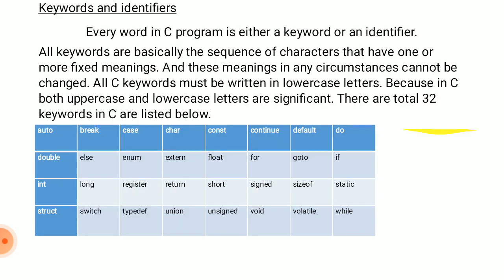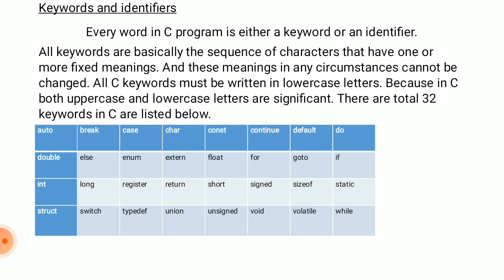Next, in this slide we'll see what keywords are. Every word in C programming is either a keyword or an identifier. First we will see keywords, and later we will discuss what an identifier is. Keywords are basically sequences of characters that have one or more fixed meanings, and these meanings cannot be changed in any circumstances.